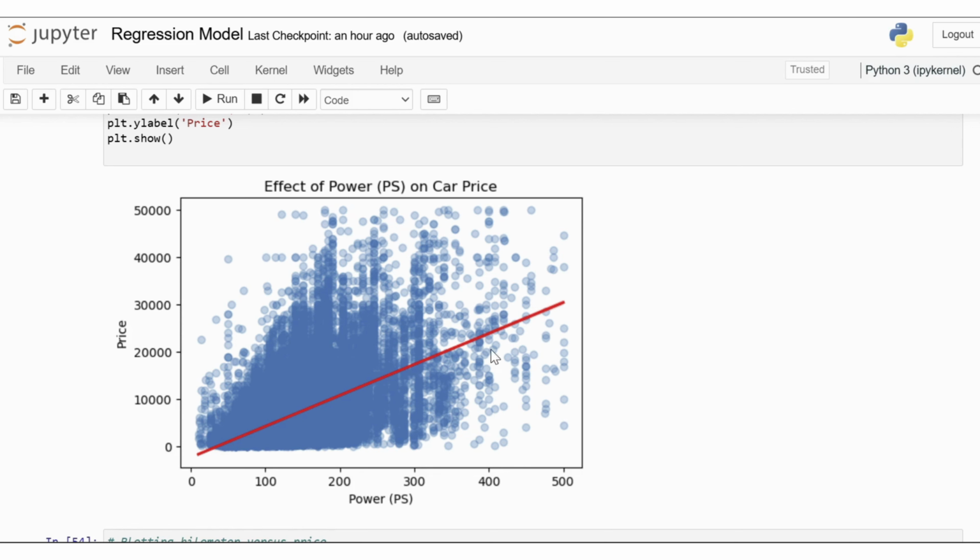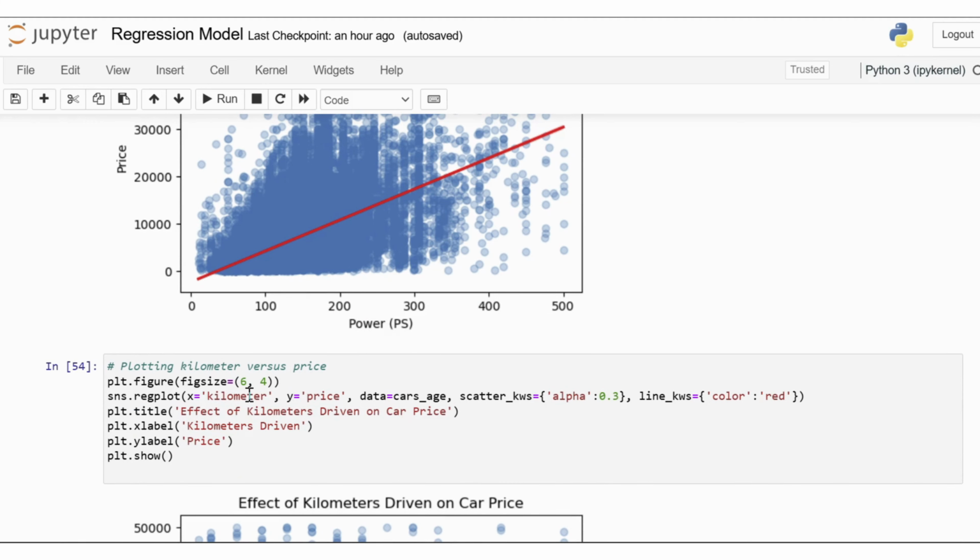The scatter plot effectively illustrates the positive correlation between car power and price. Cars with higher power are generally more expensive. However, the plot also highlights variability and the presence of outliers, indicating that factors other than power also significantly impact car prices. Finally, let's visualize the effect of kilometers driven on price.